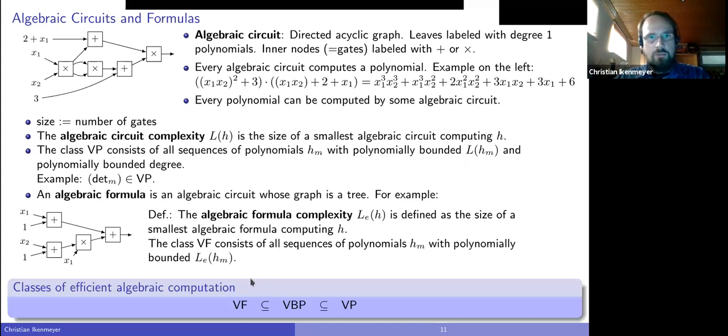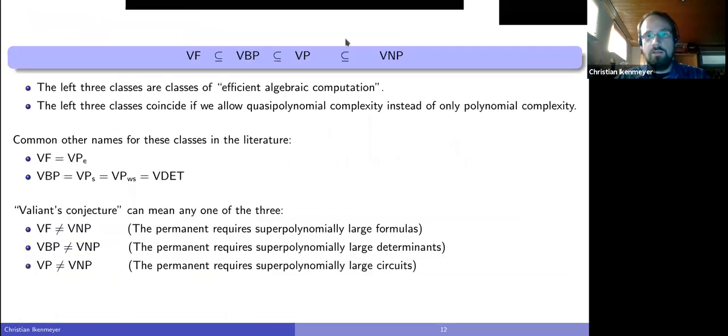And we get 3 different classes. VBP was where the determinantal complexity was polynomially bounded. The circuits give you VP, and the formulas give you VF, and they sit inside each other. It's not 100% obvious that they sit inside each other. And they all sit in the bigger class VNP.